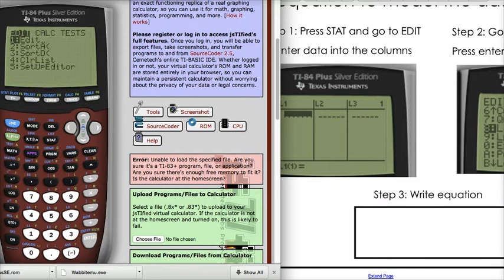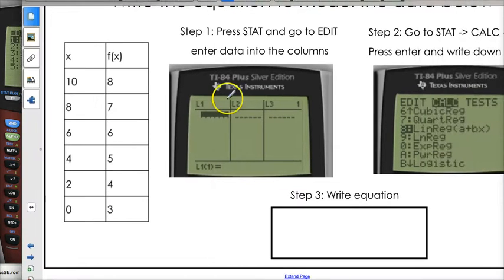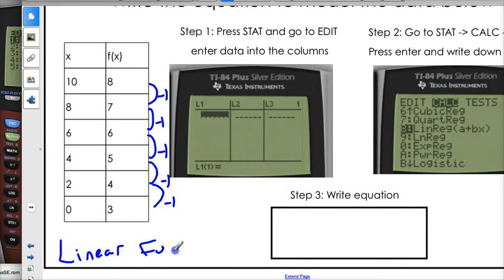So first, we're going to look at this, and we're going to see if this is a linear equation, right? So let's see. It goes minus 1, minus 1, minus 1, minus 1, minus 1. This is a linear function. All right? Now I want you guys to do this on your own, and then pause the video and check to see if you got the right answer, okay?